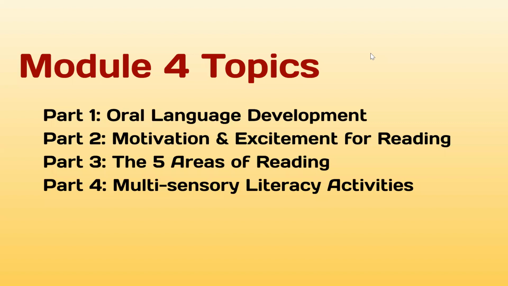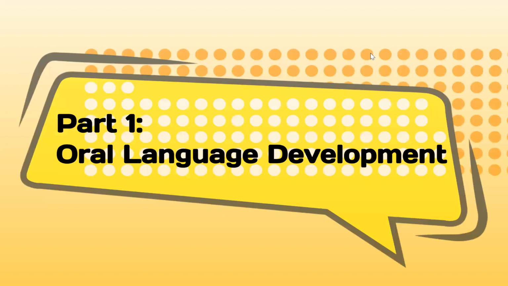This module has been divided into 4 main topic areas. Part 1, oral language development. Part 2, motivation and excitement for reading. Part 3, the 5 areas of reading. And Part 4, multisensory literacy activities. Part 1, oral language development.